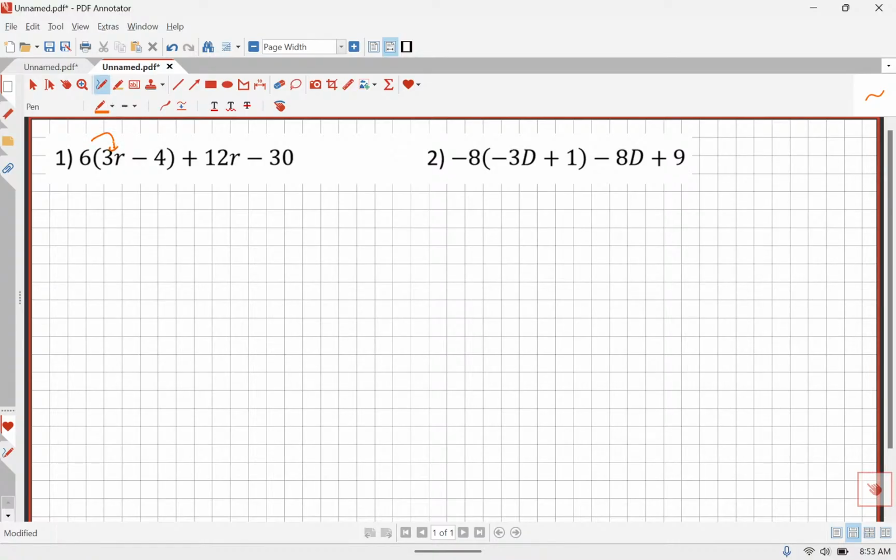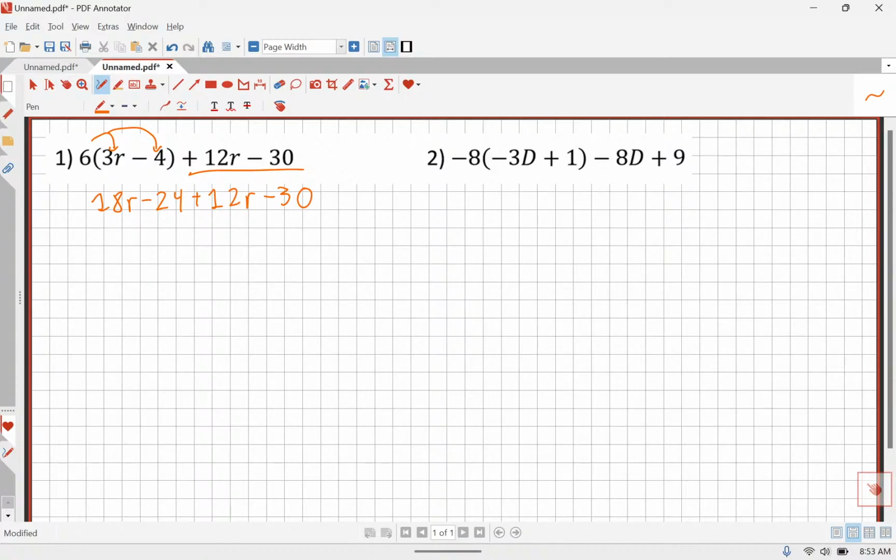Sure. So the 6 multiplies these guys. Does it multiply those guys? No, because the 6 isn't talking to them. 6 times 3r is 18r. 6 times a negative 4 is a minus 24. Plus 12r minus 30. Now that all happens there. Now that there's out of the parentheses, we can start gathering them up.